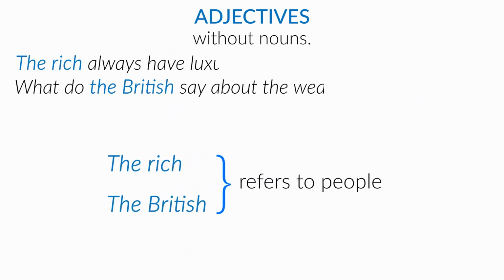Sometimes adjectives can be used without nouns. In this case, we use the definite article, the. For example, the rich always have luxury properties. The rich refers to people. What do the British say about the weather? The British refers to people.